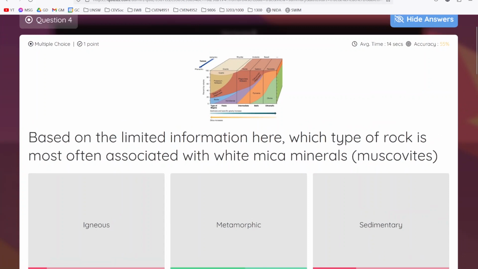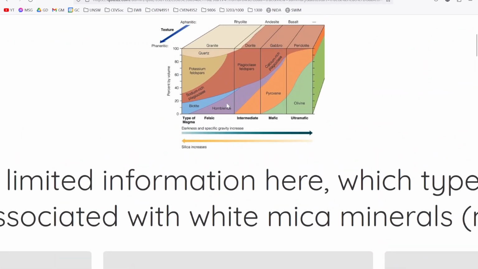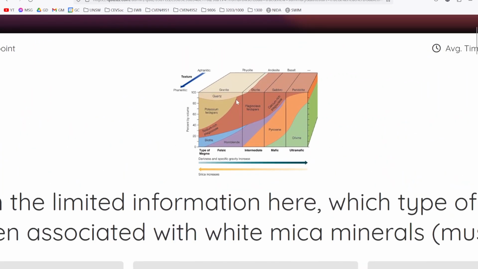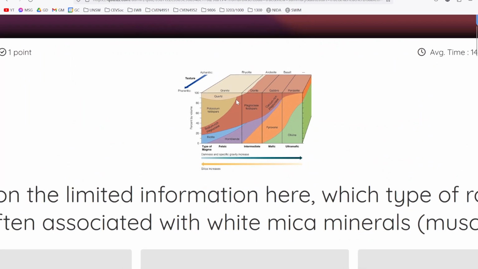So the idea with muscovites here is they're not actually included in this particular graph, and they're generally associated with metamorphic rocks, such as schist and gneiss. So actually, one way they get white mica is from clay minerals being metamorphosized, right? That's the idea.